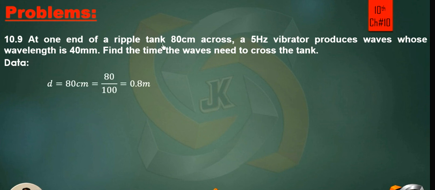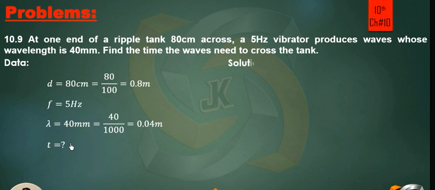First of all, we will write the distance, that is total 80 centimeter over 100. 80 over 100 equals 0.8 meters. Students, this total distance can also be used to calculate speed. Next we have frequency that is given, 5 hertz, and we have wavelength 40 millimeter. 40 over 1000 equals 0.04 meter. Why? Because it was in millimeter.